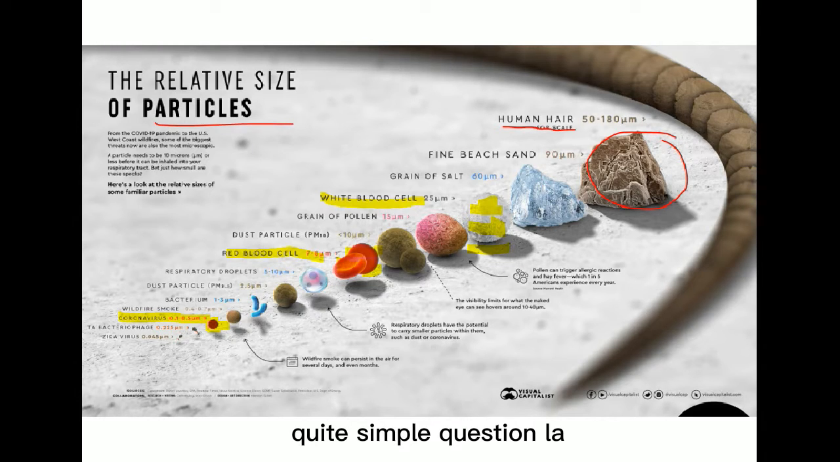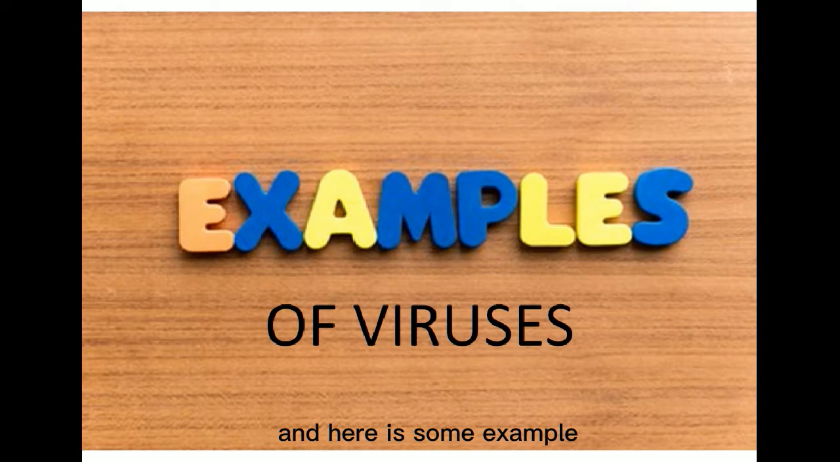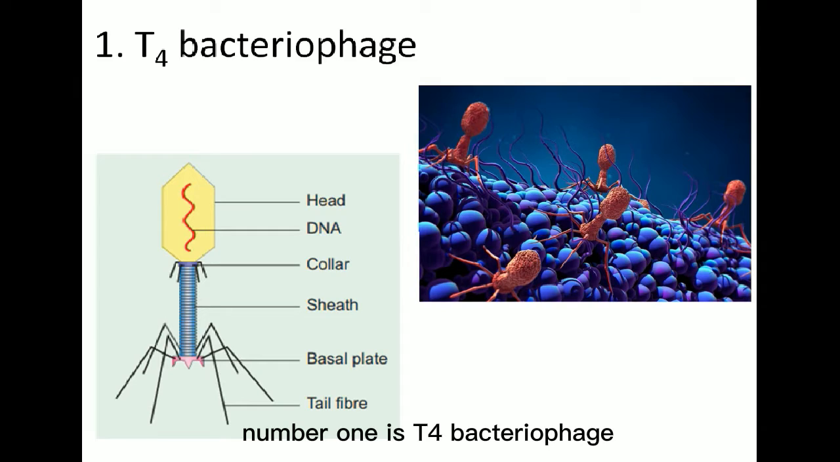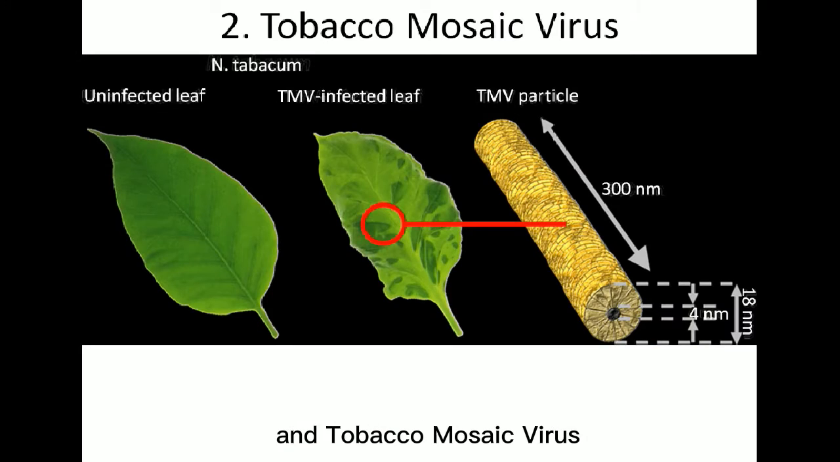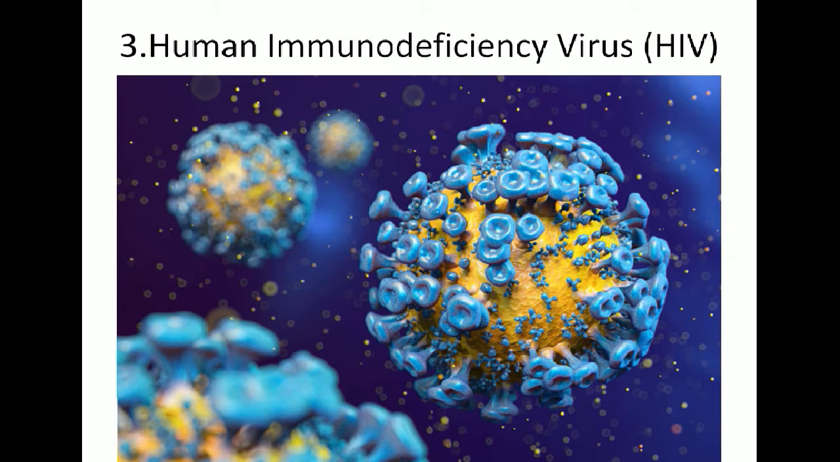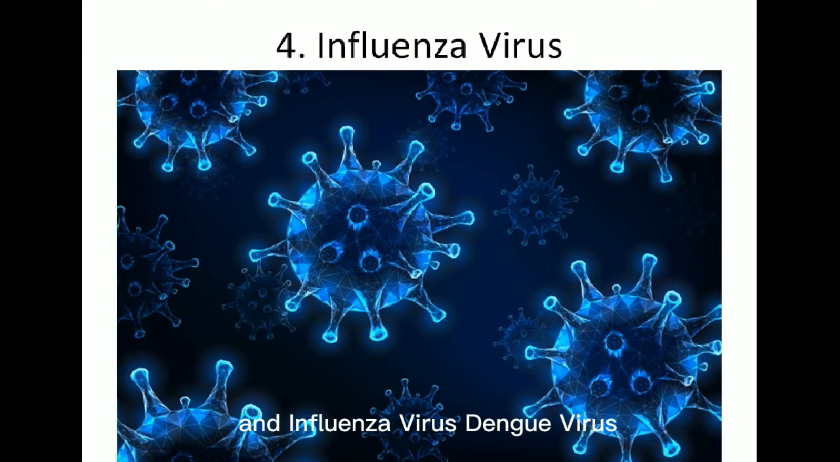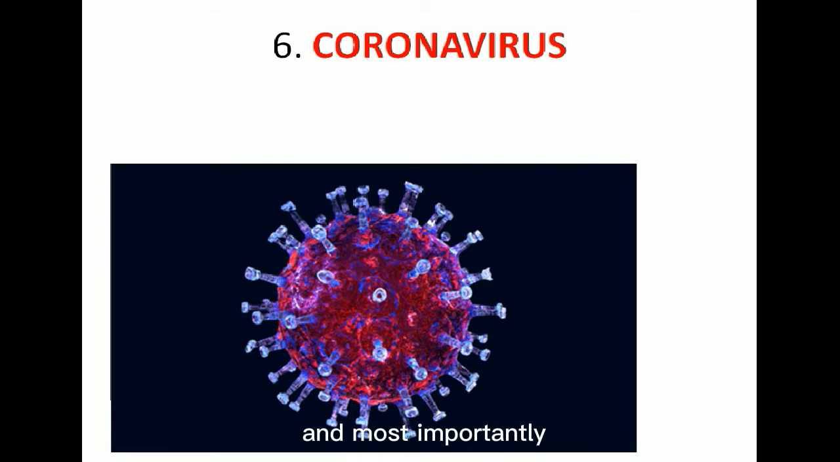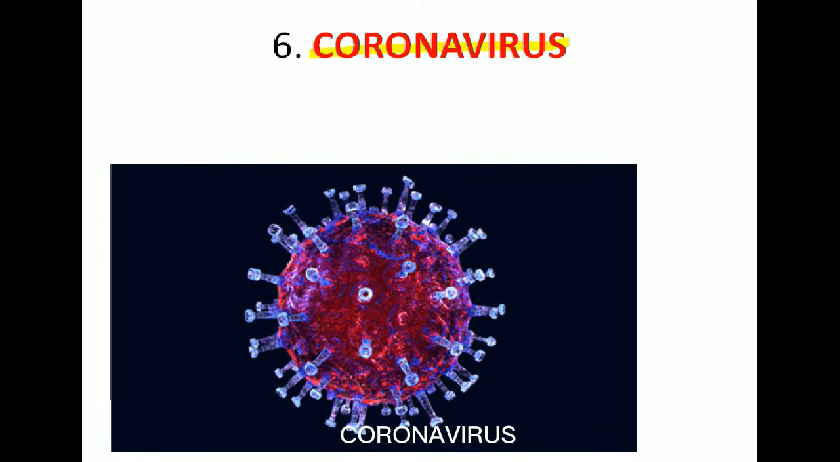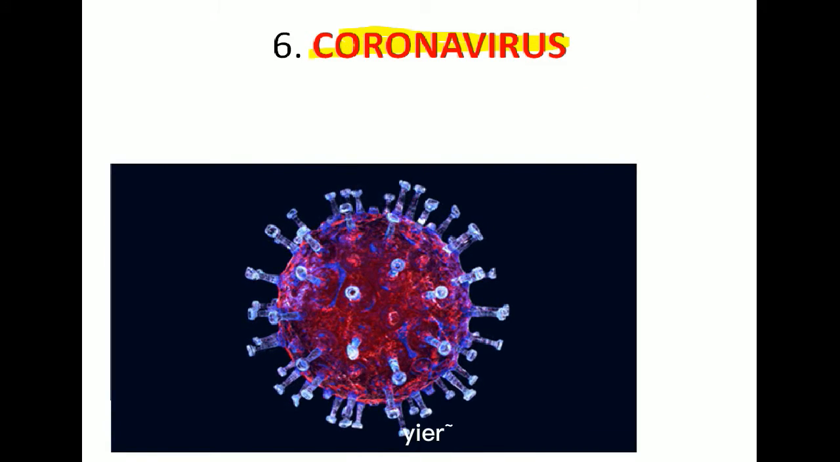Quite a simple question. And here are some examples. Number one is T4 bacteriophage and tobacco mosaic virus, human immunodeficiency virus, which is also known as HIV, and influenza virus, dengue virus, and most importantly, coronavirus. Here, this one.